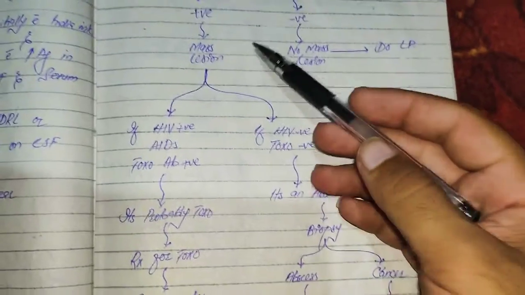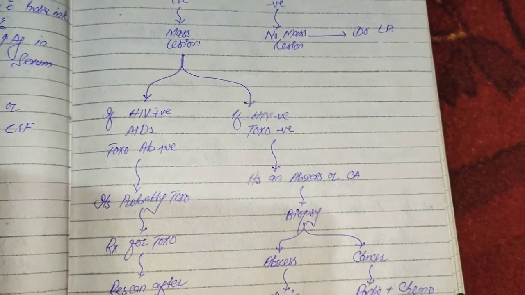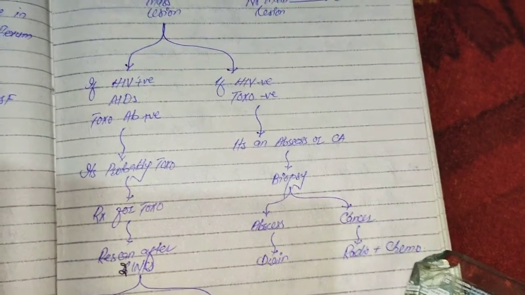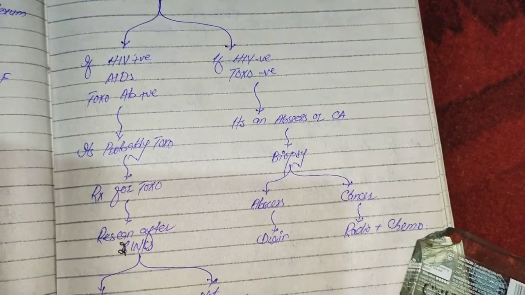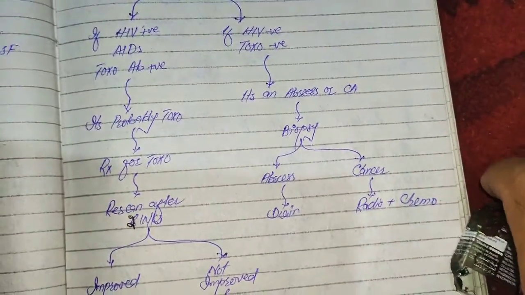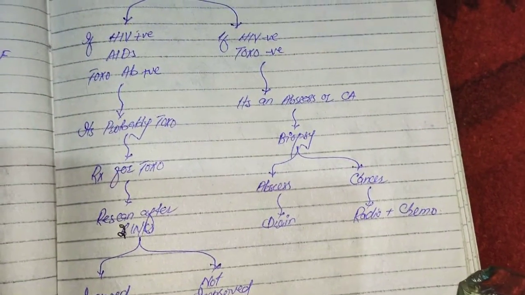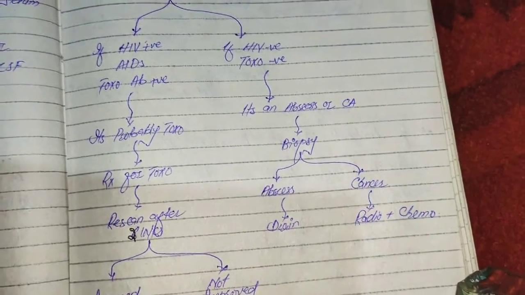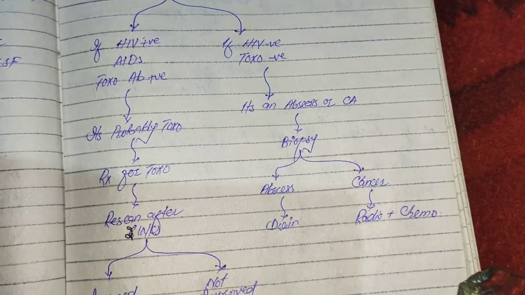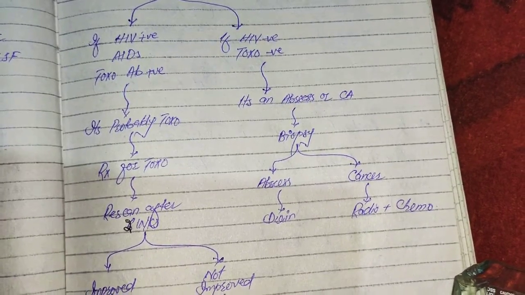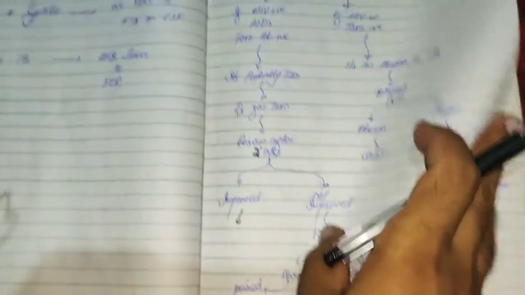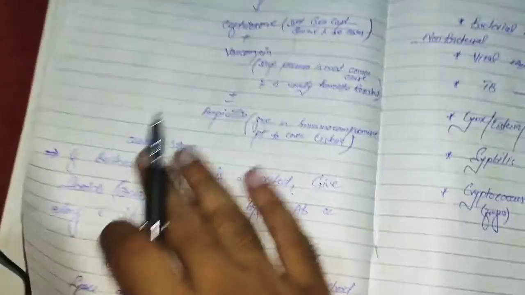Now, in the other case, if the patient doesn't have HIV or toxo and there is some mass lesion on CT, what you do is, if it is solid, then it is more probably a cancer, and if it is liquid, if it is an abscess, then you drain and aspirate that fluid, and then you culture it, find out the bacteria causing it, and then you treat it. So that was all about the detailed diagnosis of meningitis.